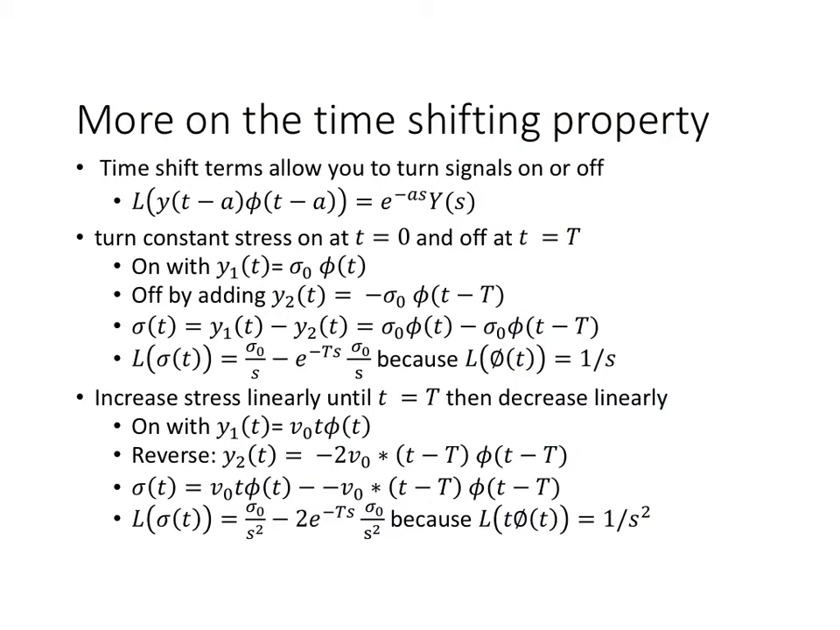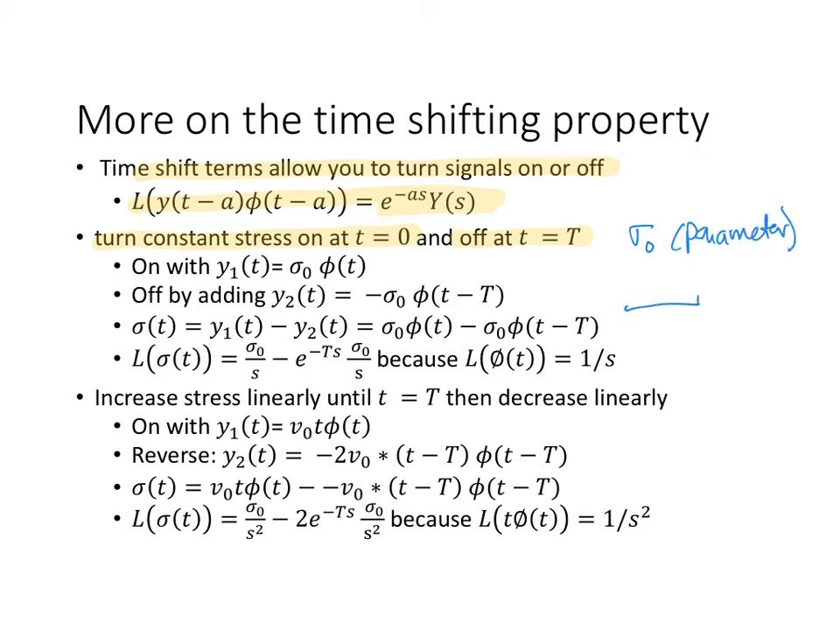So a little bit more on the time-shifting property of Laplace transforms. Recall we said the time shifts allow you to turn signals on or off, and so we have this function here that defines how we switch a time shift in the time domain to express it in the Laplace domain. So we'll show two examples. If we turn constant stress on at t equals 0 and then off at t equals t naught, and we'll have the constant stress be of magnitude sigma naught. That's just a parameter that indicates what we're holding the stress to while it's on.